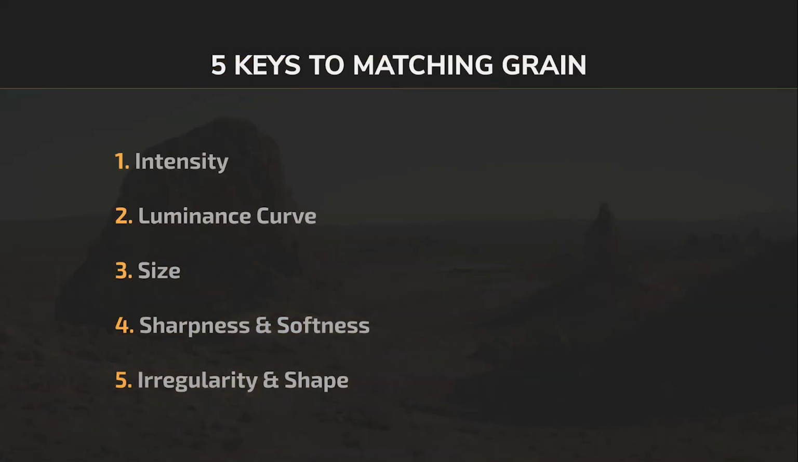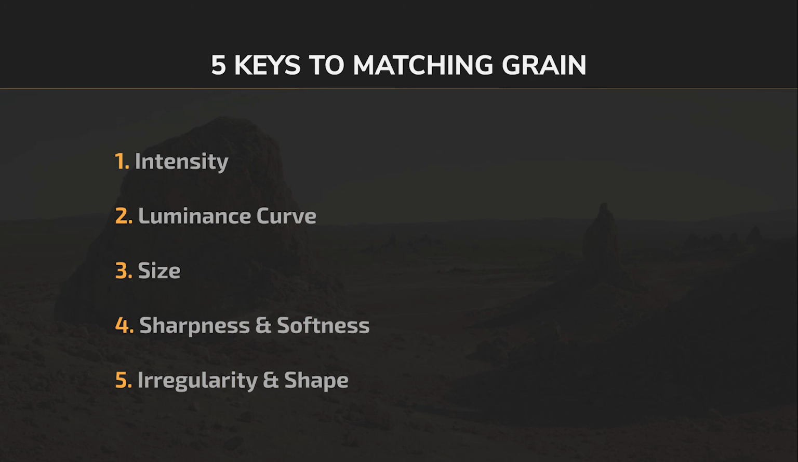The next thing we're going to have to keep in mind is the size of our grain. We need to make sure that we're matching the individual, let's call them particles, between our elements and our footage. You don't want to make them too big or too small. That's pretty self explanatory. The next thing is that grain can come in varying levels of sharpness or softness, so you also need to make sure that matches. And the final thing is matching the irregularity and the shape. In other words, matching the general pattern of the grain structure.